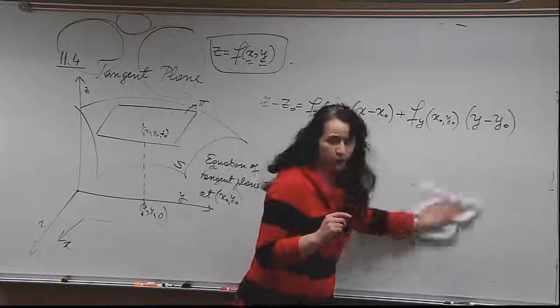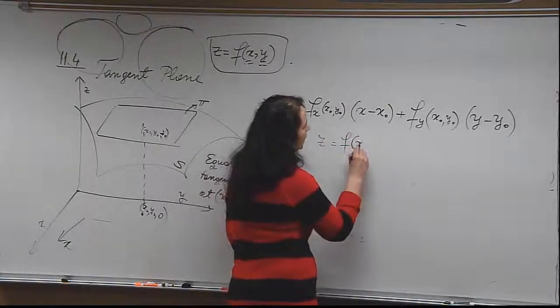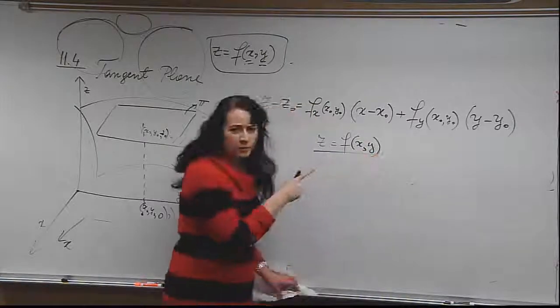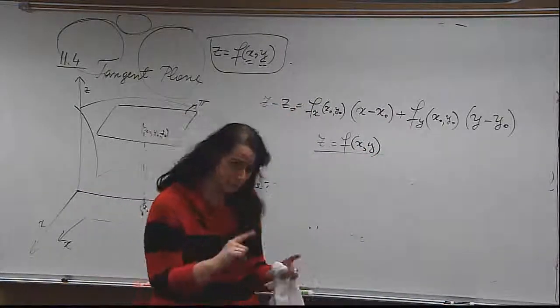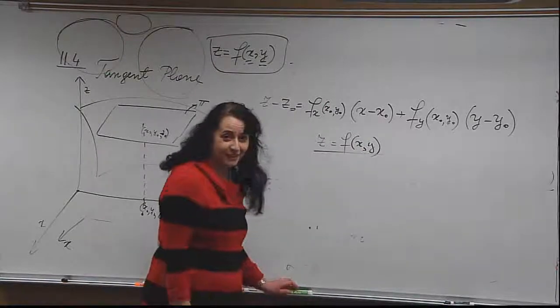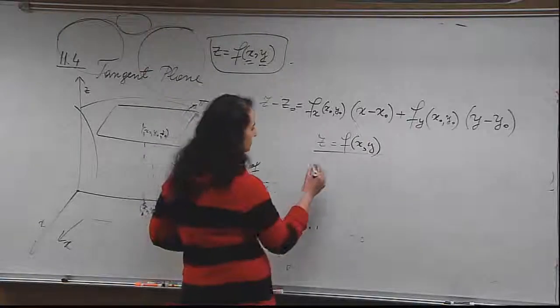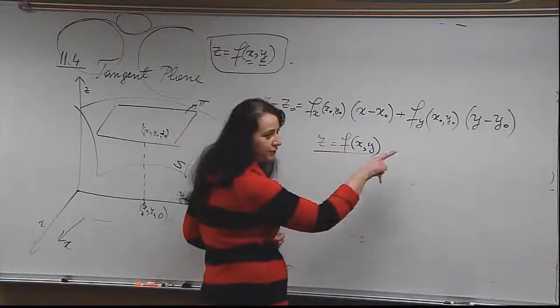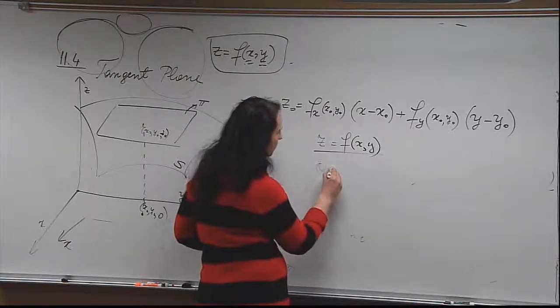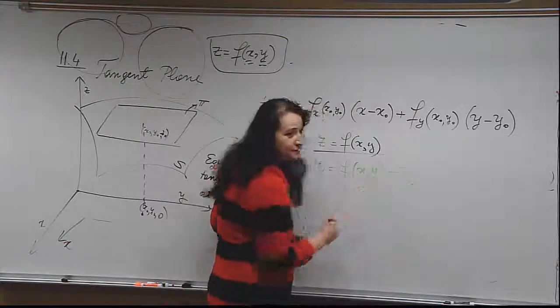We start from the graph, right? Z equals f of x and y. And we say, well, but this is the graph. It's not an implicit equation. And I'll say, yes, it is. Let me show you how I make it an implicit equation. I move z to the other side. I put 0 equals f of x, y minus z. Now it is an implicit equation.